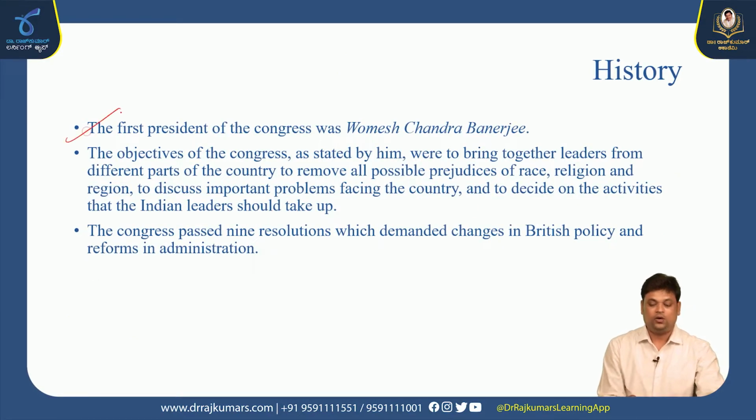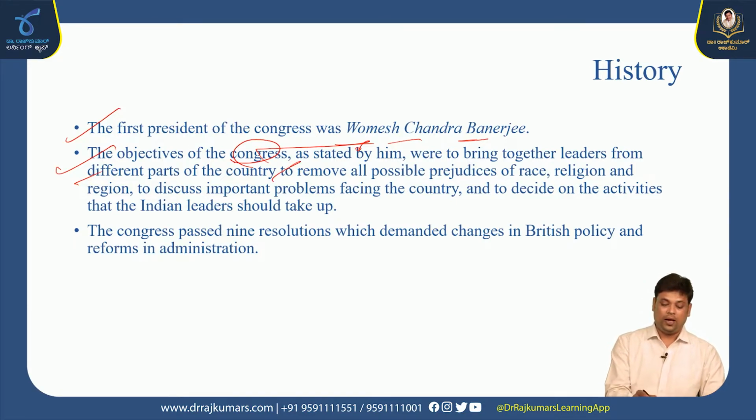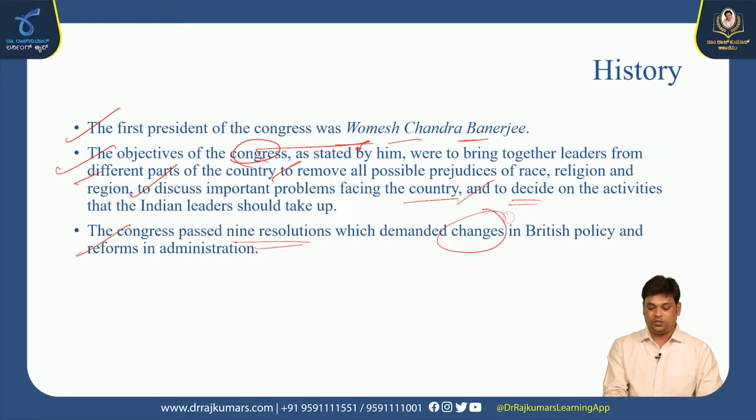The first president of the Congress was W.C. Banerjee, Womesh Chandra Banerjee. The objectives of the Congress, as stated by him, were to bring all the leaders together from different parts of the country, to remove all possible prejudices of race, religion and region, to discuss important problems faced by the country, and to decide what activity the Indian leaders should take. The Congress passed 9 resolutions which demanded changes in British policy and reform in the administration. That was the intention of INC when it started in 1885.